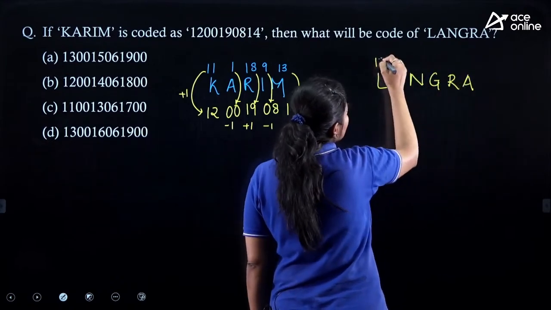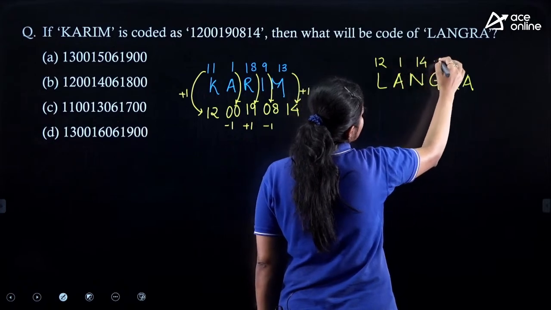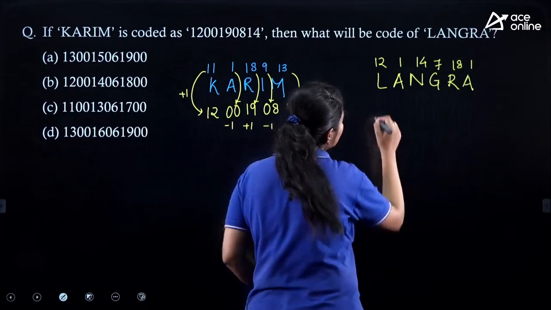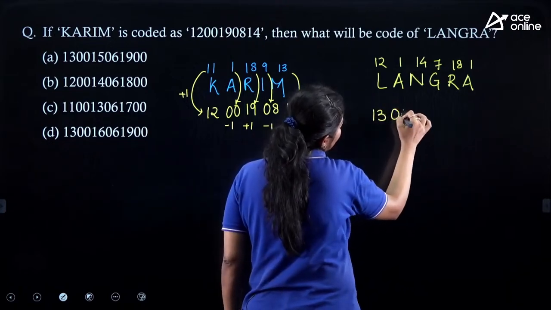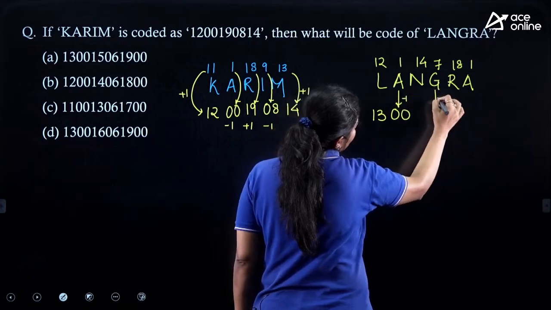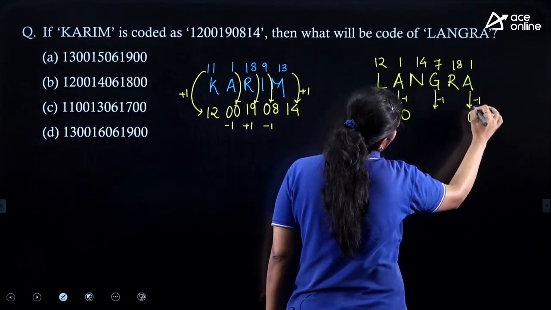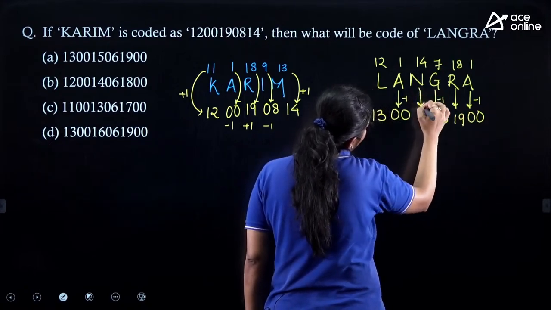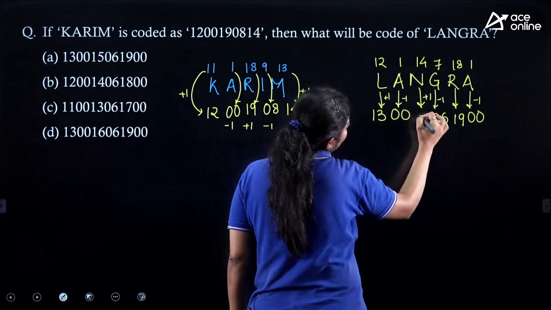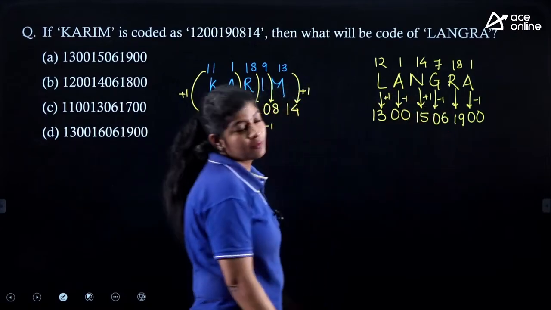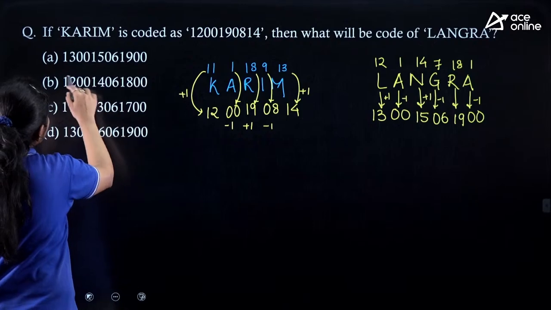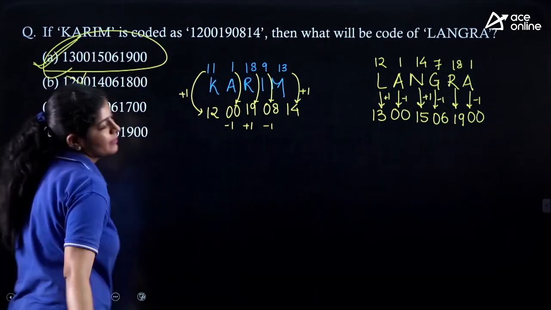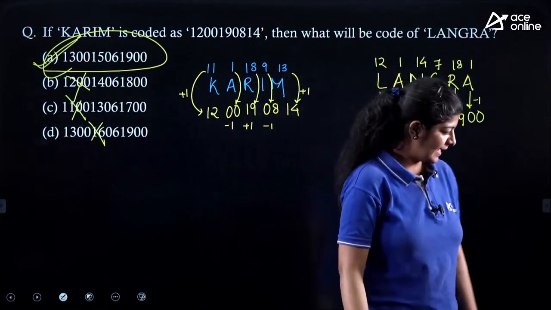The actual associated numbers are 12, 1, 14, 7, 18, 1. We need to start with the plus 1. So 13, 0, 0, minus 1 and the minus 1, right? Here plus 1, that means it will become 19, 0, 6 and plus 1, so it will become 15. My answer should be 13, 00, 15, 06, 19, 00. Option number A is the correct one.